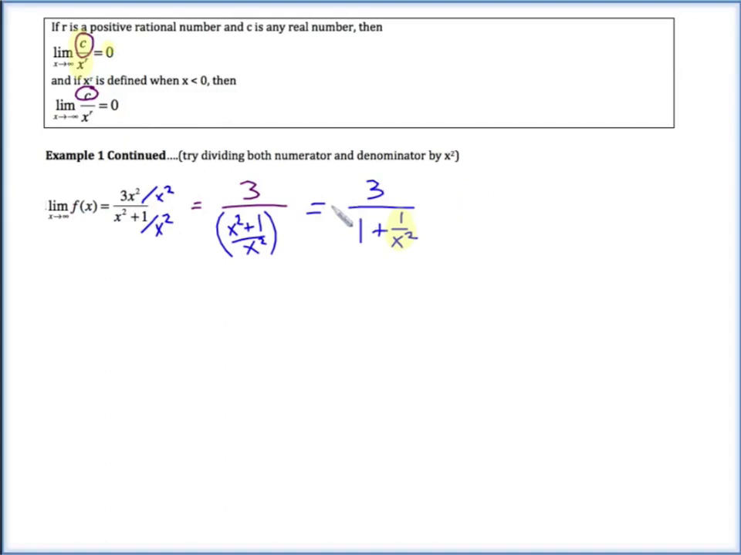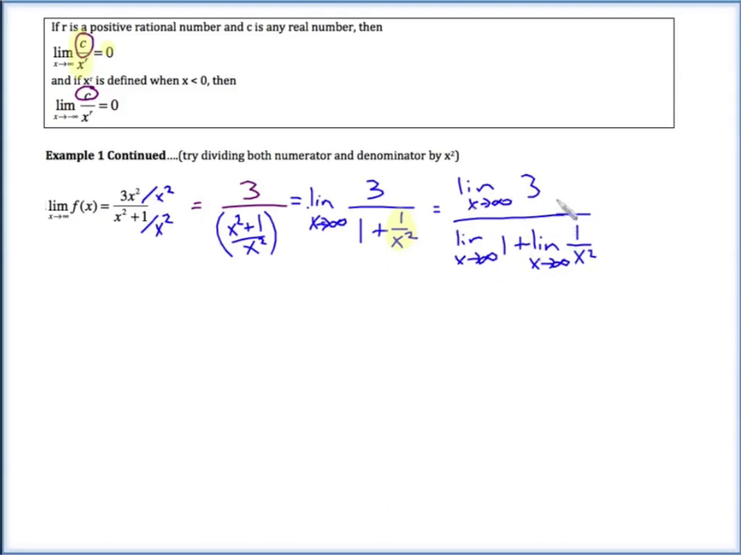So let me rewrite this with the limit in front. It's easy to get lazy and not put this, but that's what we're looking for, the limit as x approaches infinity. We would get the limit as x approaches infinity of 3 over the limit as x approaches infinity of 1 plus the limit as x approaches infinity of 1 over x squared.